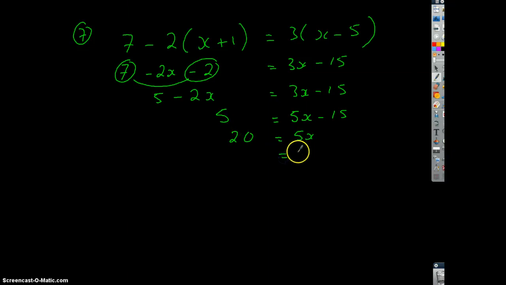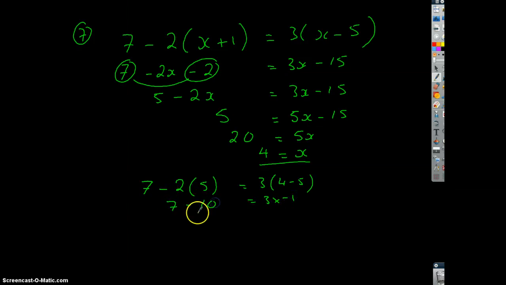So let's divide by 5. x is equal to 4. It says 4 equals x, but 4 equals x is the same as x equals 4. Okay, I definitely want to check this one, make sure I haven't made any silly mistakes. Okay, 7 minus 2, and 4 plus 1 is 5. Does that equal 3 times 4 minus 5? Now 4 minus 5 is negative 1, so it's 3 times negative 1 on that side. This side is 7 minus 10. Now 7 minus 10 is negative 3, and 3 times negative 1 is negative 3.